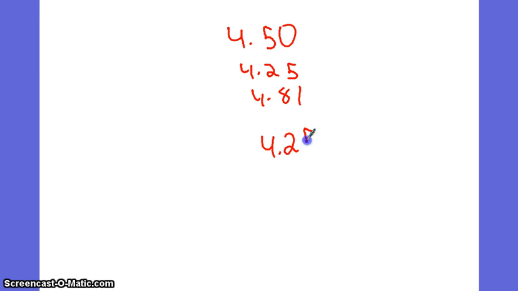Let's rearrange these numbers, 4.5, 4.25, 4.81. Let's arrange these from least to biggest. Let's write them so they're all in the same amount of decimal places. Which one's the smallest one? Well, 4.25, 4 and 25 hundredths. Then we have 4.5, and then we have 4.81. That's the lesson in a nutshell of 243.